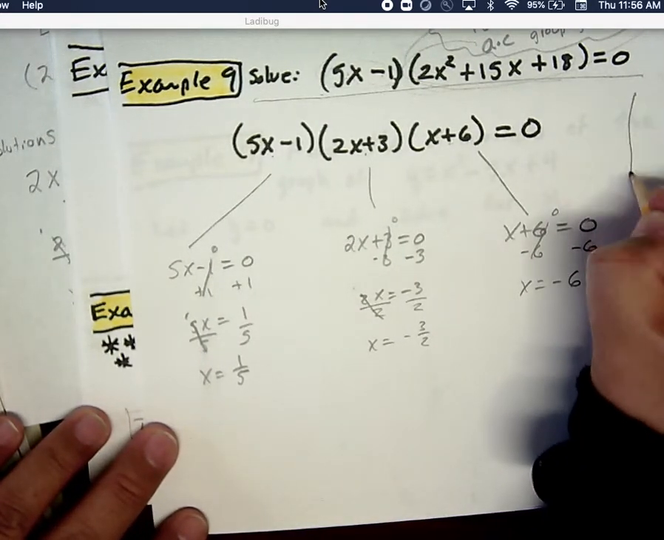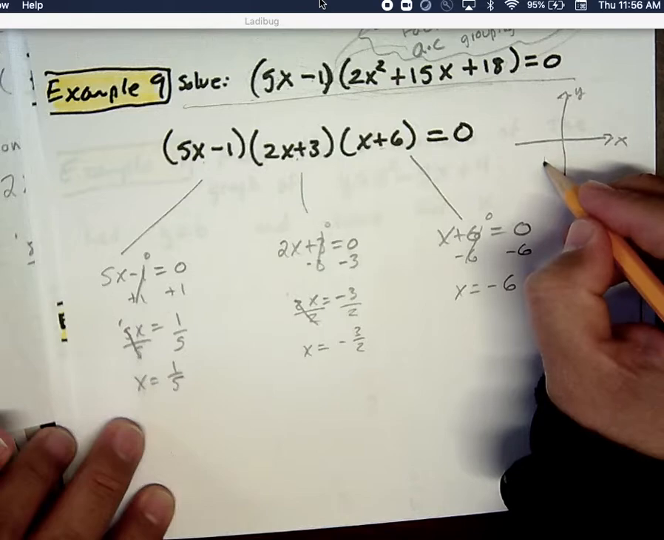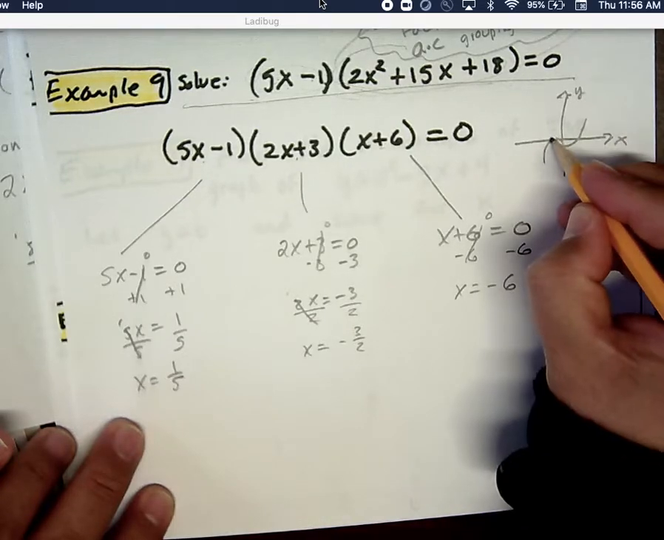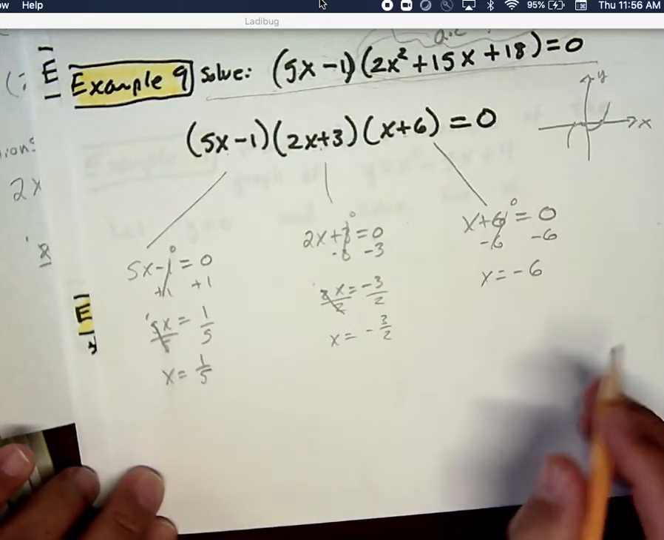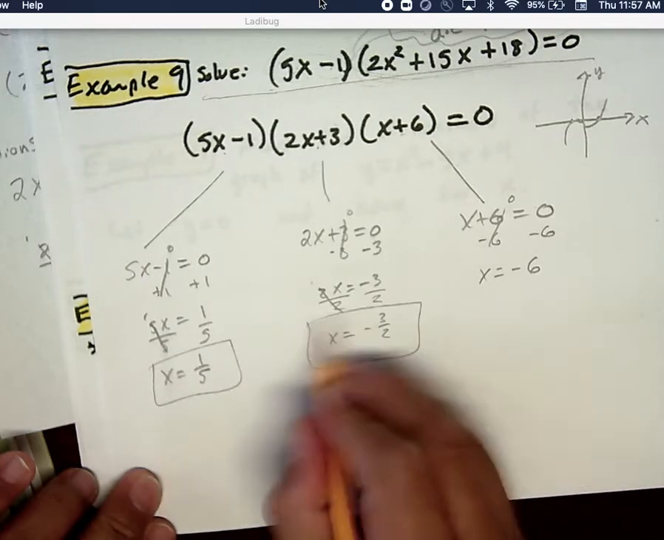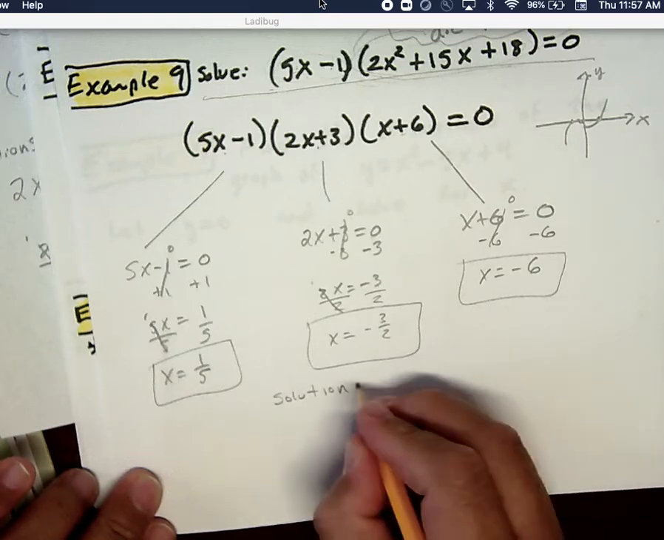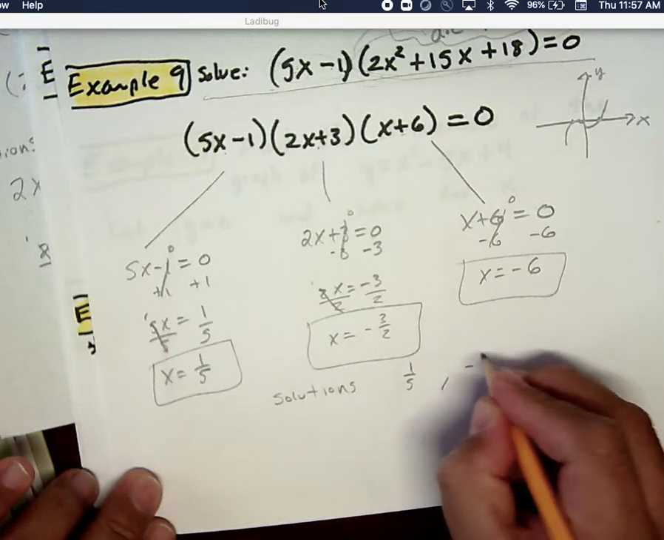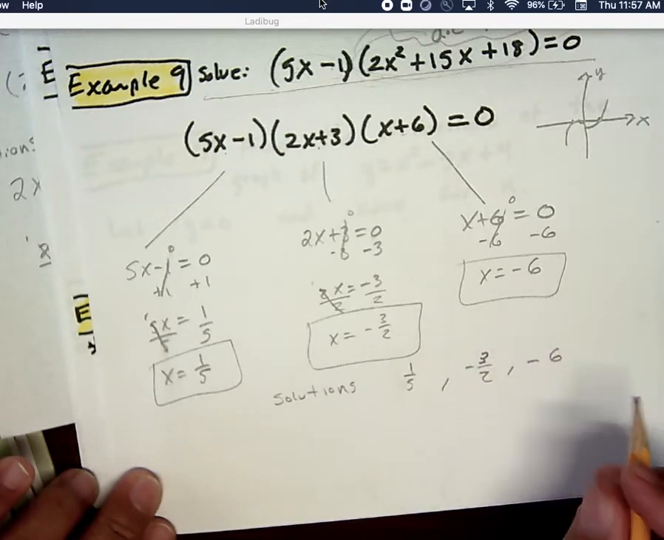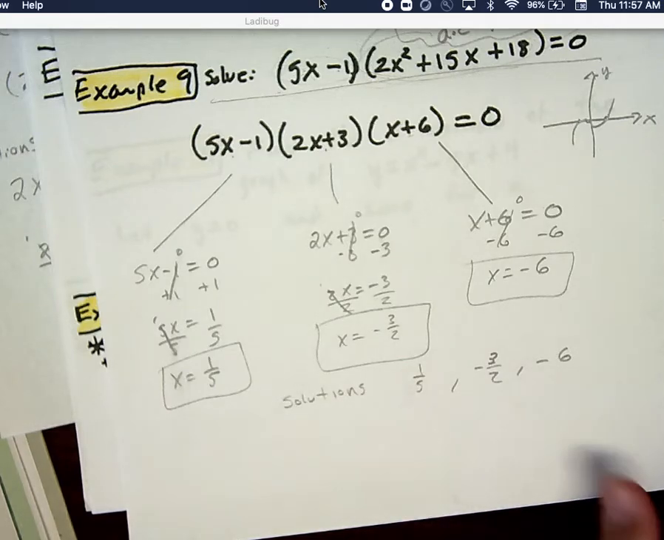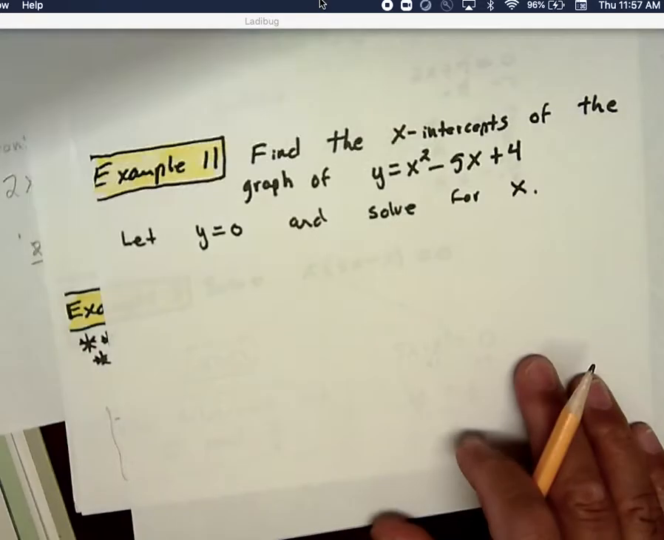They kind of look like this. Let me draw it here. Imagine this is the x and the y. So they can look like this. They touch 1, 2, and then 3. Okay, so these are the solutions: 1/5, negative 3/2, and negative 6. Okay, so that would be 9. Sorry, I didn't have time to do that. You guys should know how to do that.